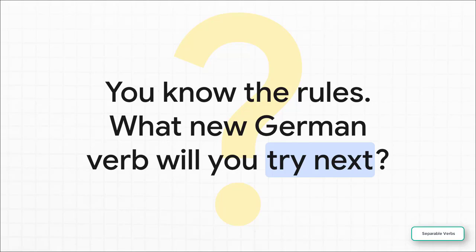So, there you have it. What probably seemed like a totally random, chaotic part of German grammar is actually a pretty logical system, isn't it? It really just comes down to listening for the stress and getting to know those common prefixes. You now have the keys to unlock hundreds of new German verbs. So, my question for you is, what new verb are you going to go out and try next?